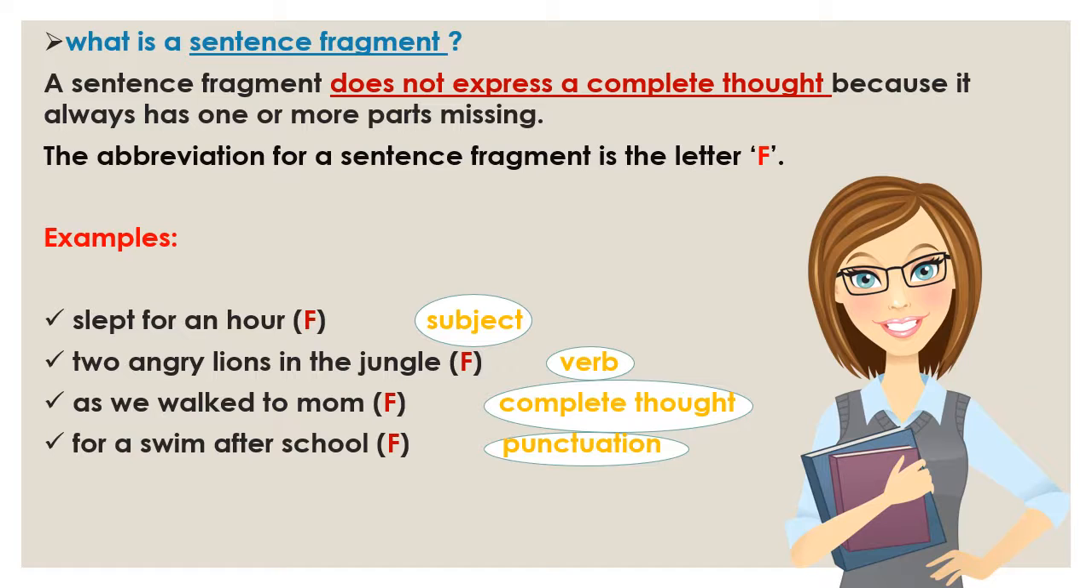Look at number 3. As we walk to mom. Okay, then what happened? As we walked to mom, what happened? So it's not fully understood. It doesn't have a complete thought. You see here? Just like in the yellow, it doesn't have a complete thought. I don't understand it. What happened then? You see? So this is a fragment sentence.